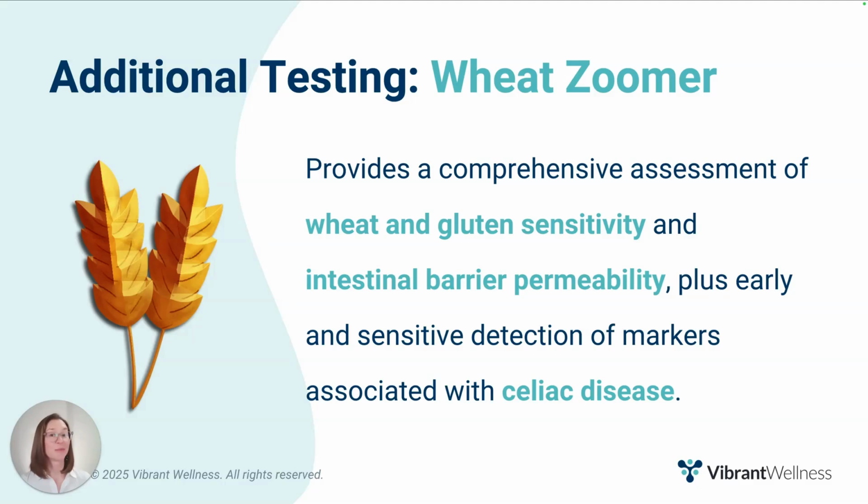So in addition to GutSummer testing, Jessica also collected a blood sample for Vibrant's WheatZoomer test. The WheatZoomer provides a comprehensive assessment of wheat and gluten sensitivity and intestinal barrier permeability, plus early and sensitive detection of markers associated with celiac disease.